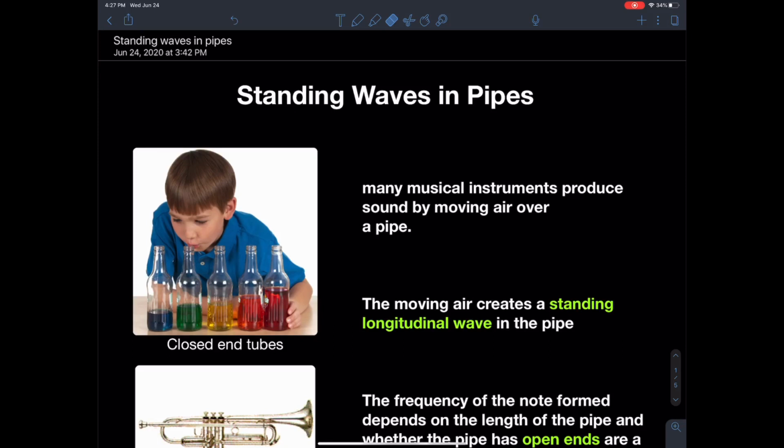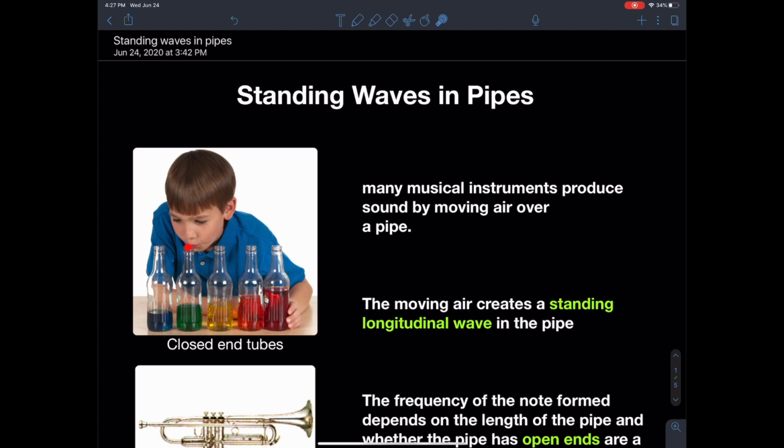After learning about standing waves on strings, the other type of standing wave that we'll talk about when we look at musical instruments are standing waves in pipes, okay? And I'm sure you've all experimented with blowing air over top of a bottle. It'll make a sound like this. And that's formed by a standing longitudinal wave being formed inside of the bottle.